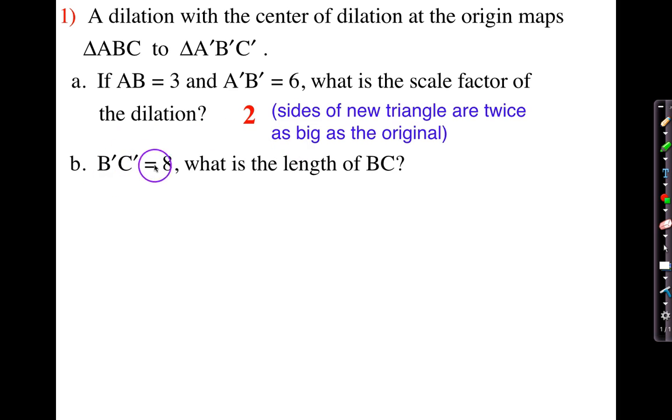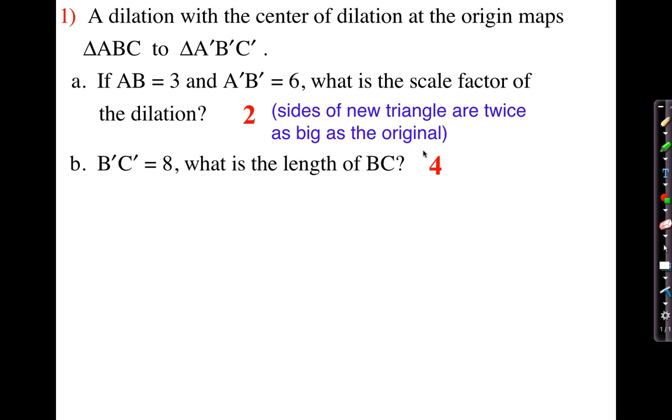Now, B prime C prime is 8. What is the length of BC? So now they're giving us the length after the dilation. Which means if it's dilated to give me an 8, and the scale factor is 2, that means something times 2 gave me 8. So I'm going to say the length is 4.